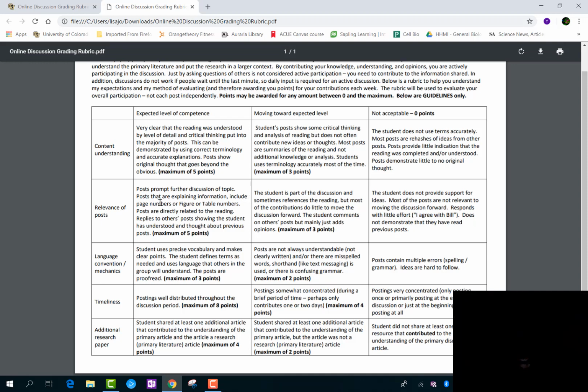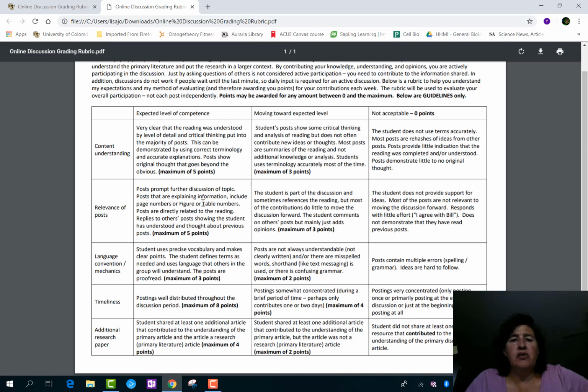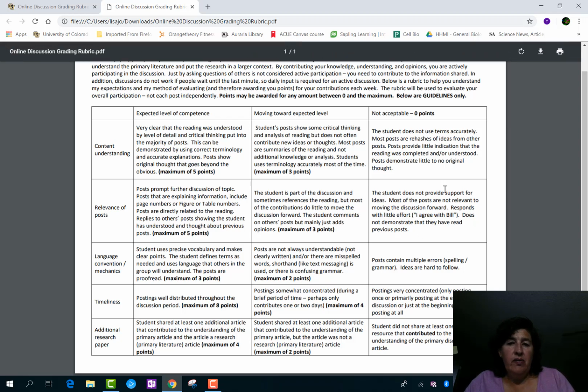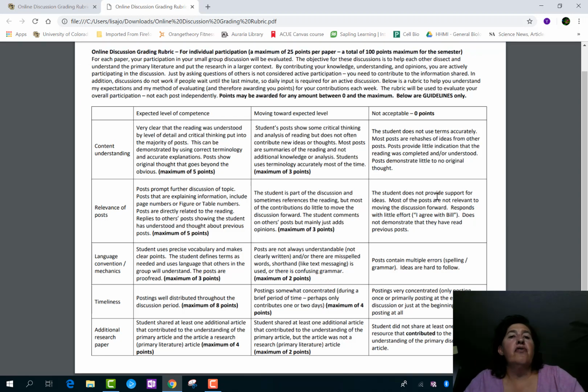For posts that explain information, make sure you include either page numbers or figure or table numbers, so that we can reference what you're talking about. Posts should be related to the reading, with replies to others' posts that show you have understood and thought about the previous posts. So again, "Hey, that's great, I agree with you" is not going to fly. I want you to further the discussion. Now, you can put those sometimes, absolutely, but they're just not going to count for points for your discussion.